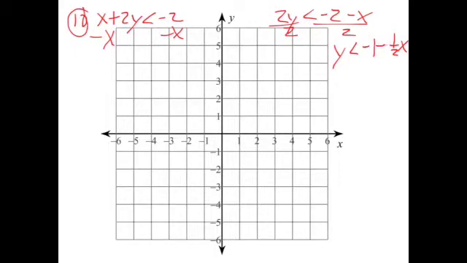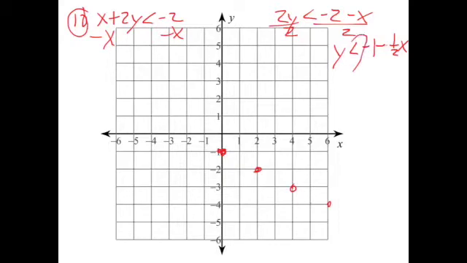Alright, and now that I have this, I can graph my line. My y-intercept is just -1, right there. The number with the x is my slope, so I can go down 1, right 2, because my slope is -1/2. So down 1, right 2, down 1, right 2, down 1, right 2.